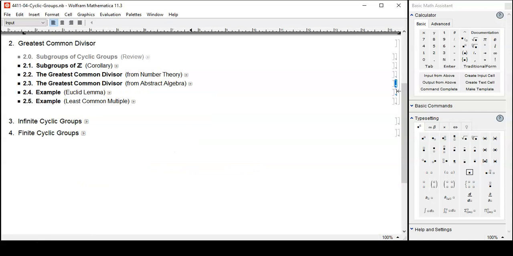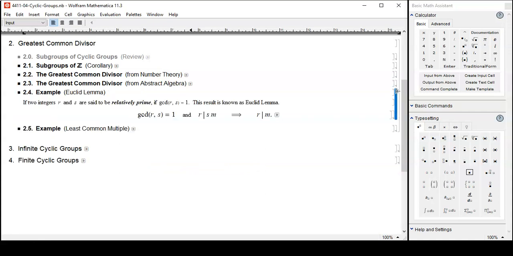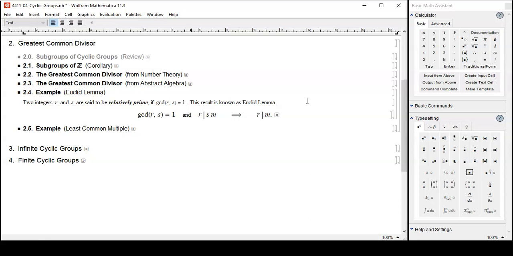Okay, what about the next example here? Euclid's lemma. If two integers R and S are said to be relatively prime if the GCD is 1. This result is known as the Euclid lemma. If R and S are relatively prime, that is GCD is 1, and R divides S times M, then R divides M.